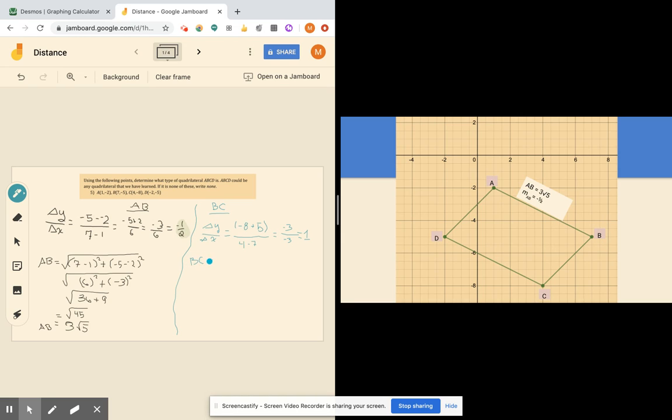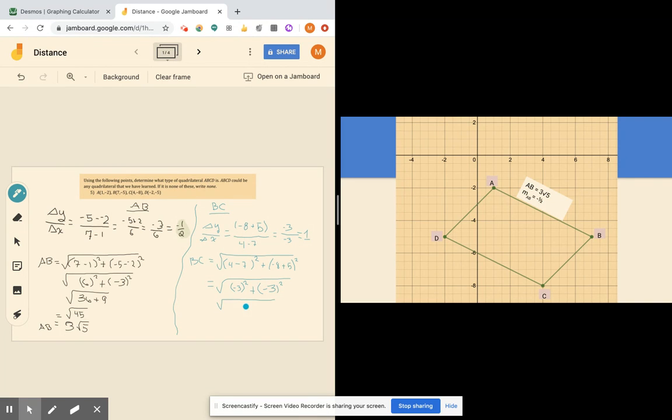BC is equal to the square root of the difference of the x's squared plus the difference of the y's squared. Notice that this is easier because you actually do the difference when you find your slope, so it helps you when you're using the distance formula. And then 4 minus 7 is negative 3. That stays in parentheses. And you get a negative 3 over here as well.